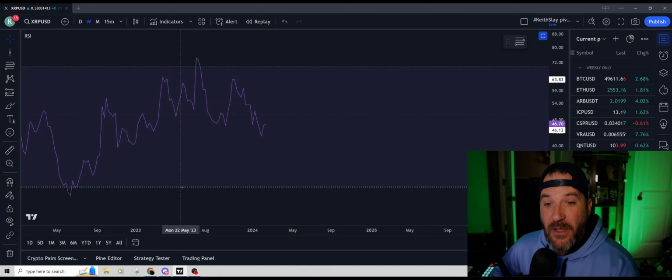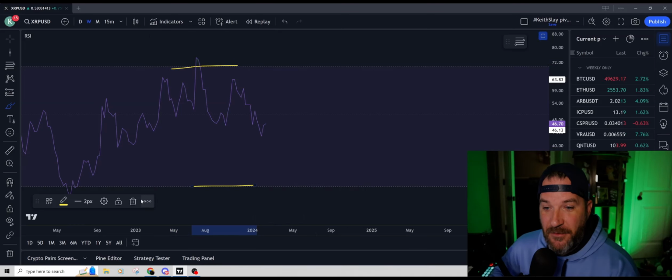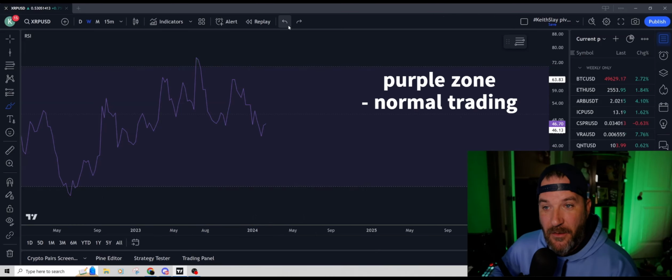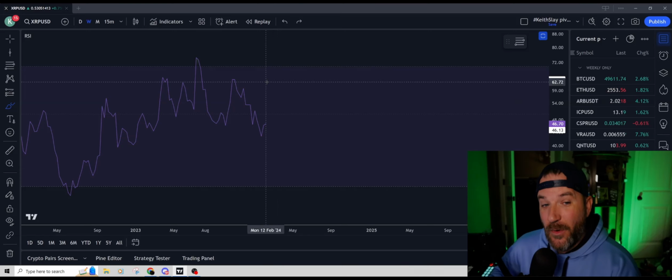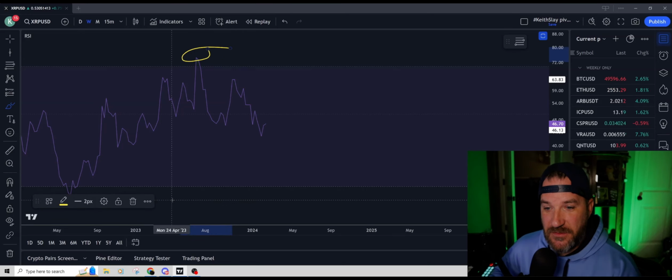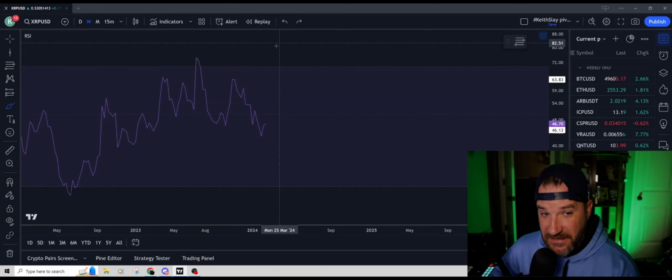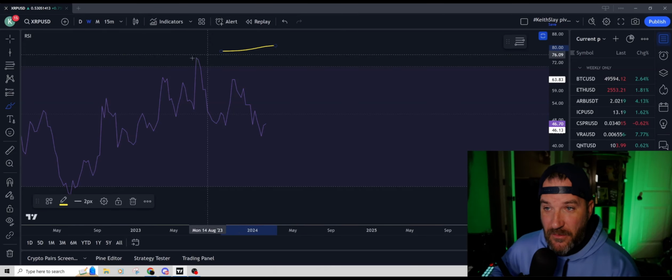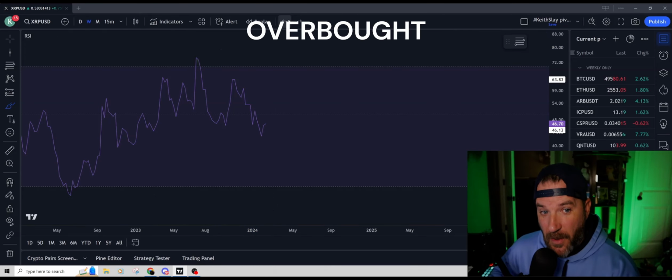All right, so there are a few zones. Inside the purple zone that you see here is our nominal trading area, or basic normal price action that happens all the time. What's interesting is when we get to these upper levels up here in the dark zones, down here, up there, and down here. Anywhere up here is called overbought.